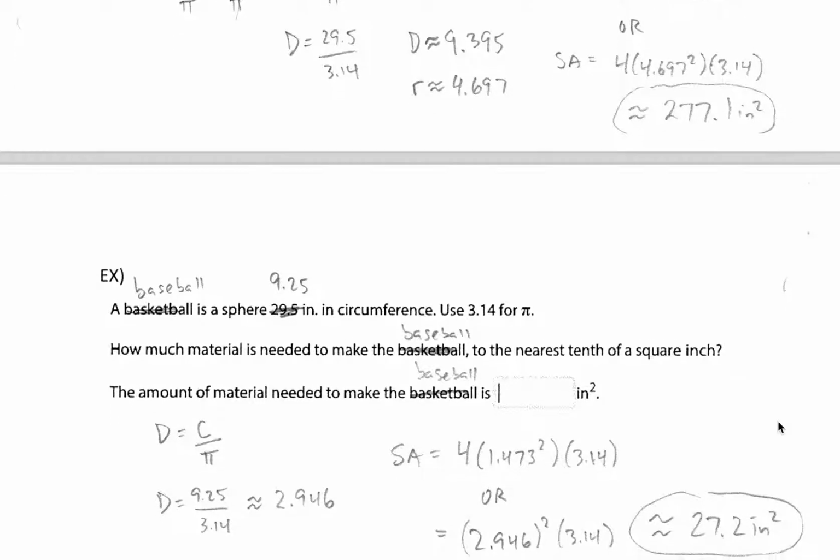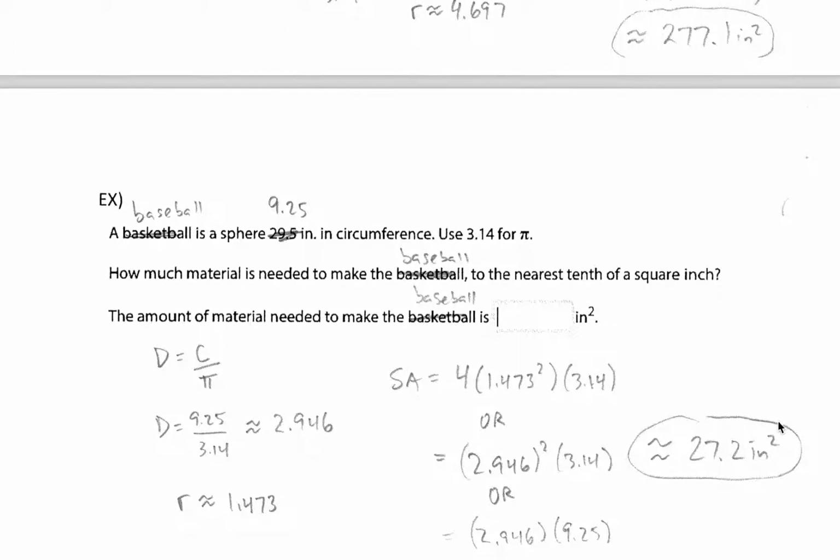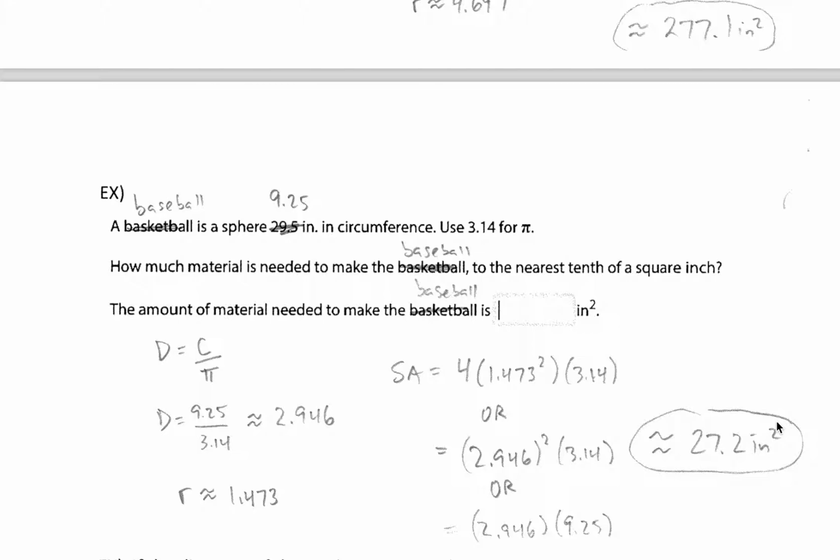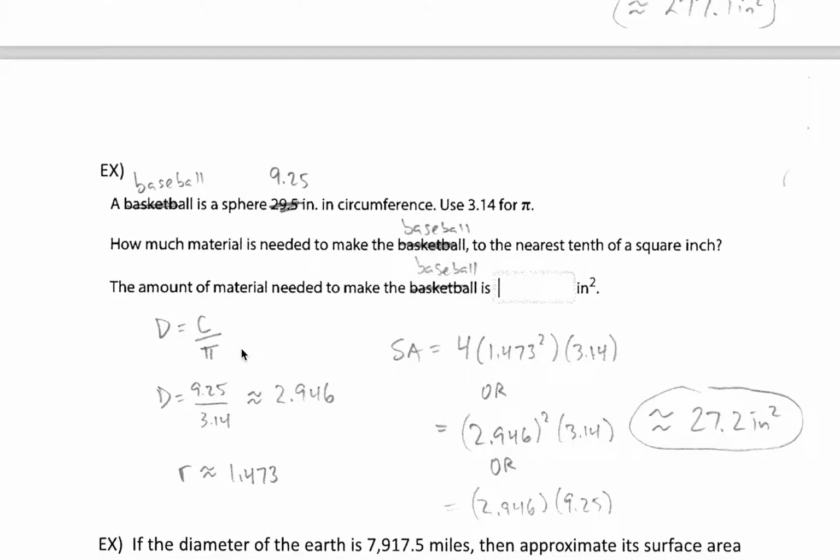Just because that was a tricky one, I gave you one more to do that's just like it. And this time we're going to do a baseball, given its circumference. How much material is needed to make a baseball? Well, knowing that 9.25 inches is about the circumference of a baseball, then we can do the exact same steps we did on that last example.